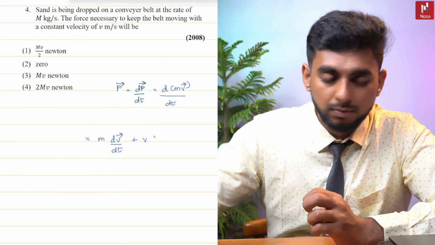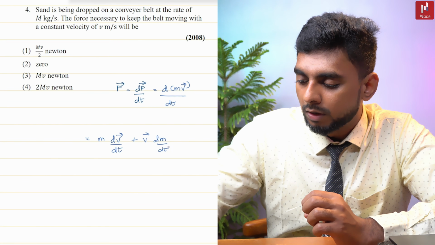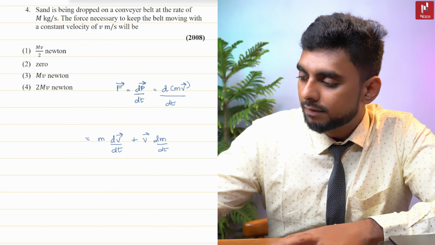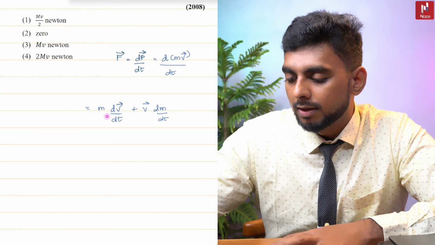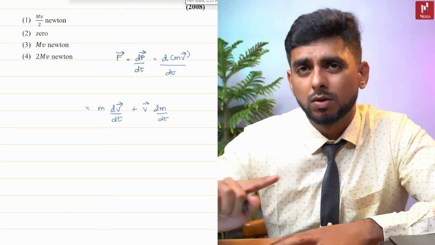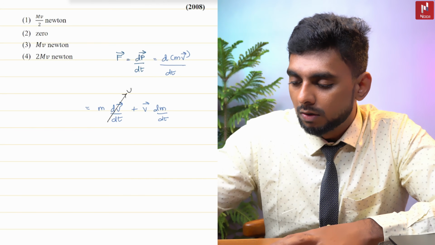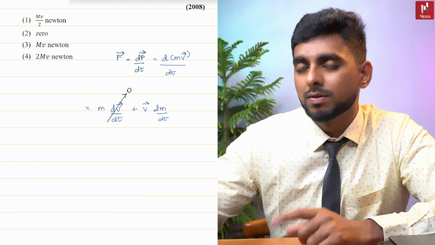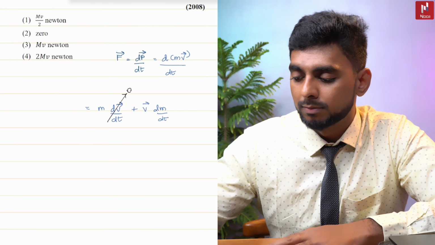So v is going to be constant, but in the case of mass, that's going to change, dm divided by dt. So this is how obviously it's going to be. Here, velocity is not going to change. The conveyor belt is going to move with a constant velocity. Therefore, this term goes to 0, because you do not have change in velocity, which means you will not have acceleration in that conveyor belt. So the first term goes to 0.